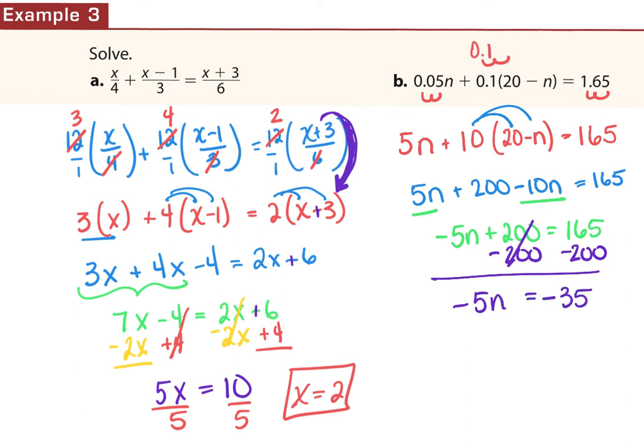What's my final step here? Divide by what? Negative 5. So I end up with n equals negative divided by a negative gives me a positive 7. Much, much easier to solve when you get rid of those decimals. All right?